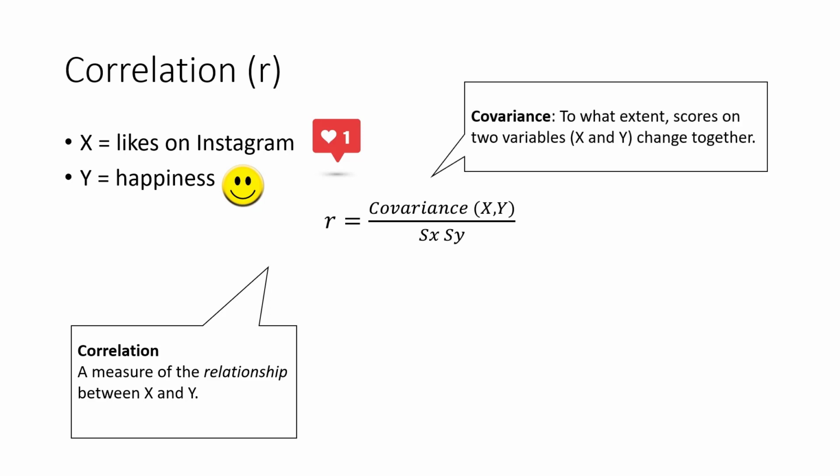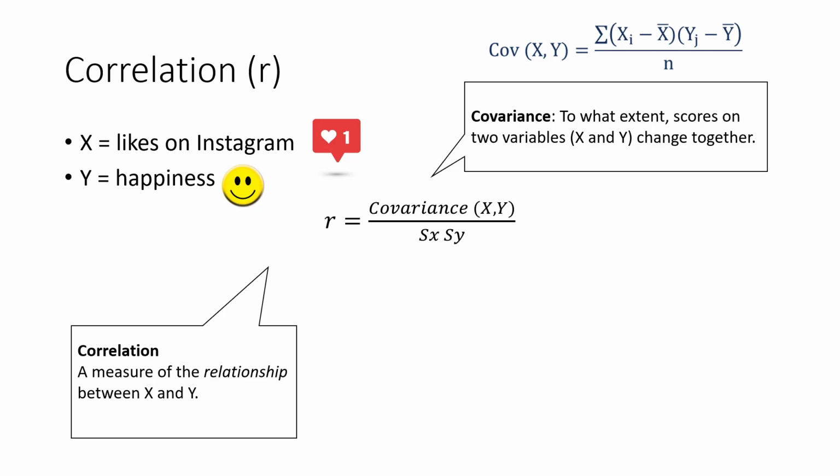Covariance is to what extent the scores on two variables change together. Covariance is calculated based on how scores of x and y differ from their respective means. Positive covariance means two variables tend to change to the same direction. Negative covariance means two variables tend to change to the opposite direction. So covariance can tell you the direction of the relationship between two variables.